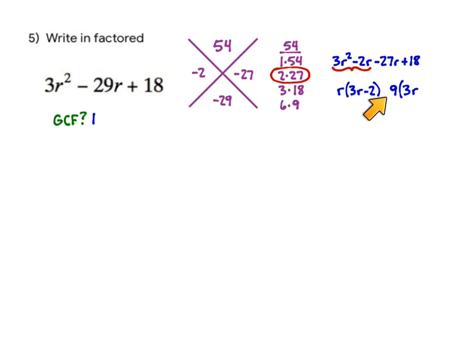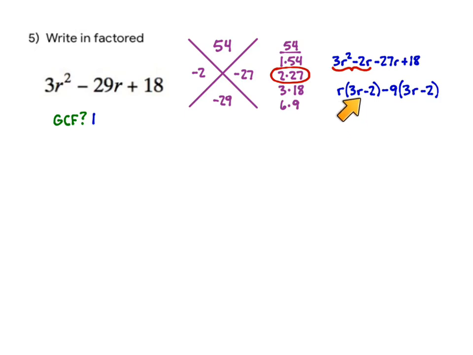So if we have 9 times 3r, positive 9 times 3r gives you a positive, where are we? A positive 27. I don't want a positive 27, I want a negative 27. So that tells me that the 9 must be a negative value. And then from there, we would say, okay, negative 9 times what value gives you positive 18? Well, that would be negative 2. So we're almost there. We've got what we need to write our factors.